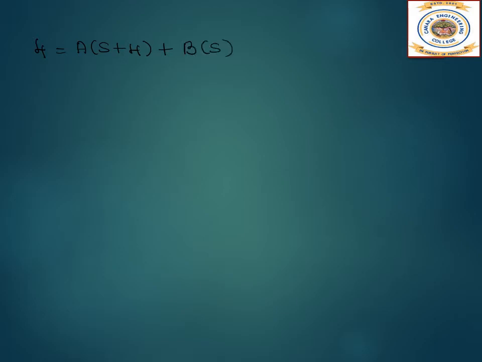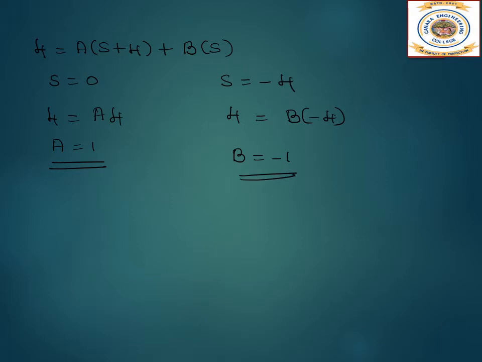S. Okay. Now what you have to do? You have to substitute S equal to 0. If I substitute S equal to 0, what do we get? 4 equals A into 4. So A will be equal to 1. If I substitute S equal to minus 4, we get 4 is equal to B into minus 4. So I get B as minus 1. Now let us substitute this in C of S. So A by S, 1 by S, and this is minus 1 by S plus 4.